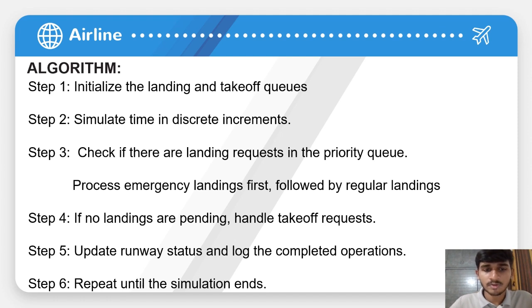Step 4 is if no landings are pending, we'll handle takeoff requests. So after all the planes have landed safely, we'll proceed to the takeoff requests. Step 5 will update runway status and log the complete operations. So we'll see whether there are any planes that are to take off and any that are to land, and we'll log it in complete operations. Step 6 will repeat until the simulation is ended.